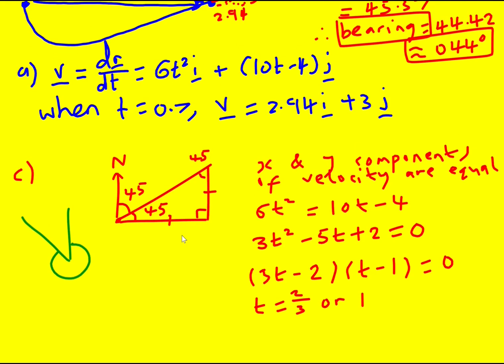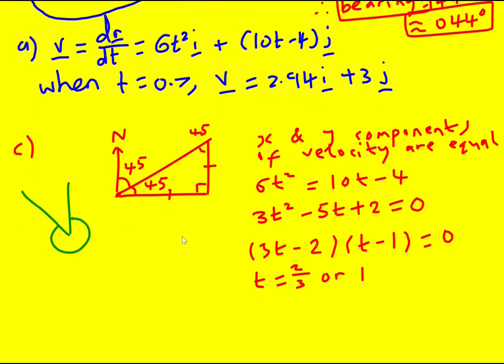So I think the mark scheme would have marked me down 1 mark. So basically, because the i component is always positive, then it's clearly going to be a 45-degree bearing rather than a 315. But you have to say words along those lines.